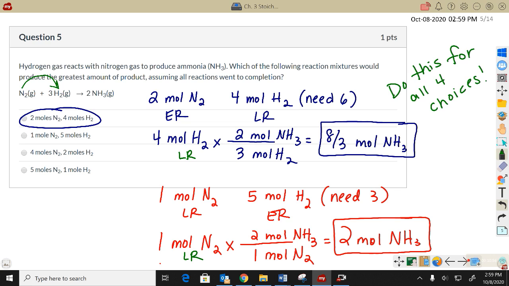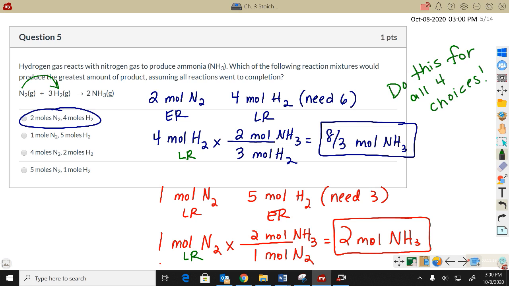Then I just set it up to find, okay, well, with hydrogen being my limiting reactant, how much product can be formed? So I have 4 hydrogen. The ratio is 3 hydrogen for every 2 ammonia produced. And that's like 8/3, which is fine if I want to leave it as 8/3 for now. And then you kind of just have to do each one in that manner.